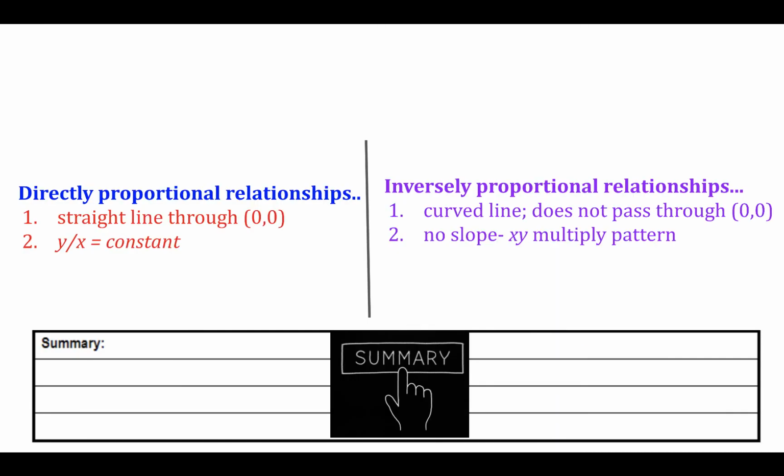Let's sum up this lesson, 7th graders. Go ahead and in your summary box, cut it into 2 boxes. In one box, talk about directly proportional relationships. In the other box, talk about inversely proportional relationships, the difference between them.